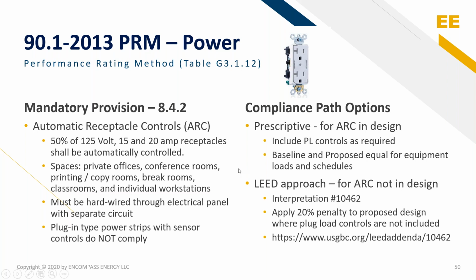So again, if you're modeling this, if you have the plug load controls, the schedules should reflect that, and they'll be the same schedules. There is a LEED approach and an interpretation from LEED which allows you to say that if you're not including automatic receptacle controls, you can take a 20% penalty for the spaces where plug load controls are required. So that's a reference point, which we're using for a lot of LEED projects in New York City, funny enough, that are not doing plug load controls.